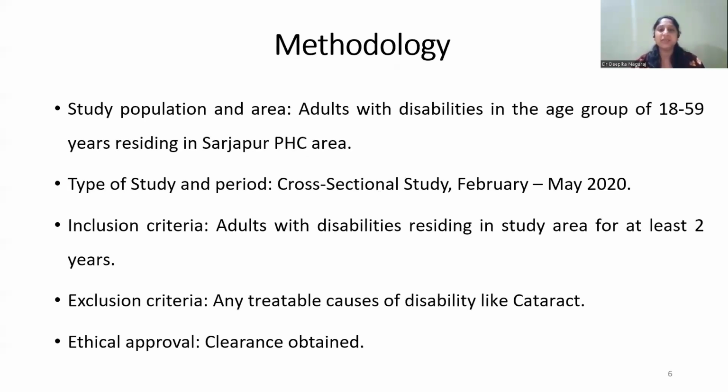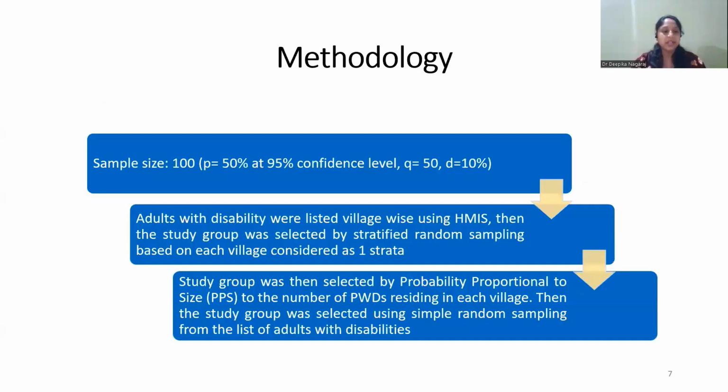Moving on to the methodology, this was a cross-sectional study done among adults with disabilities in the age group of 18 to 59 years residing in the Sarjapur PHC area for at least 2 years. Any treatable causes of disability like cataract were excluded from the study. Due to lack of published articles on comorbidities among persons with disabilities in India, the prevalence of any comorbid condition was taken as 50% and hence the sample size was calculated as 100.